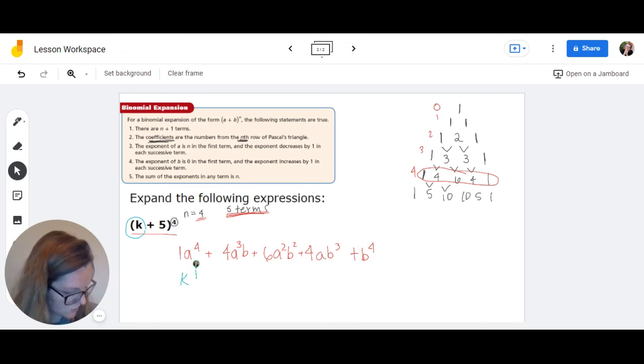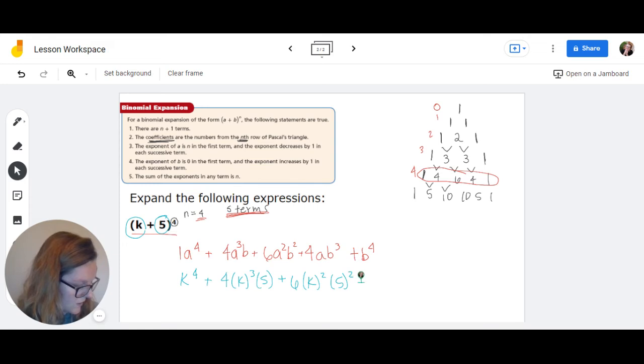So this is K to the 4th plus 4 times K cubed. My B value here is 5, so let's go ahead and drop that in as well. Plus 6 times, this is now K squared, and this value is 5 squared. Keep plugging in. And then we get our plugged in form.